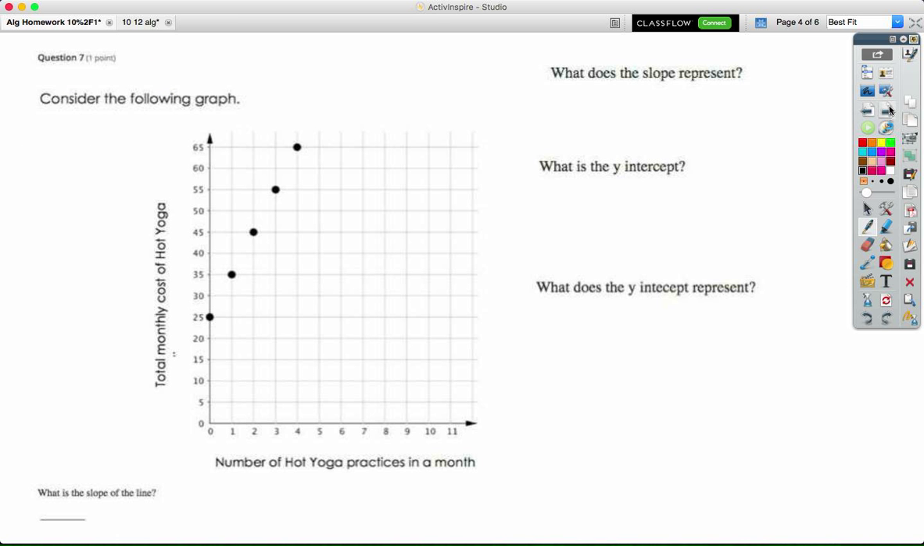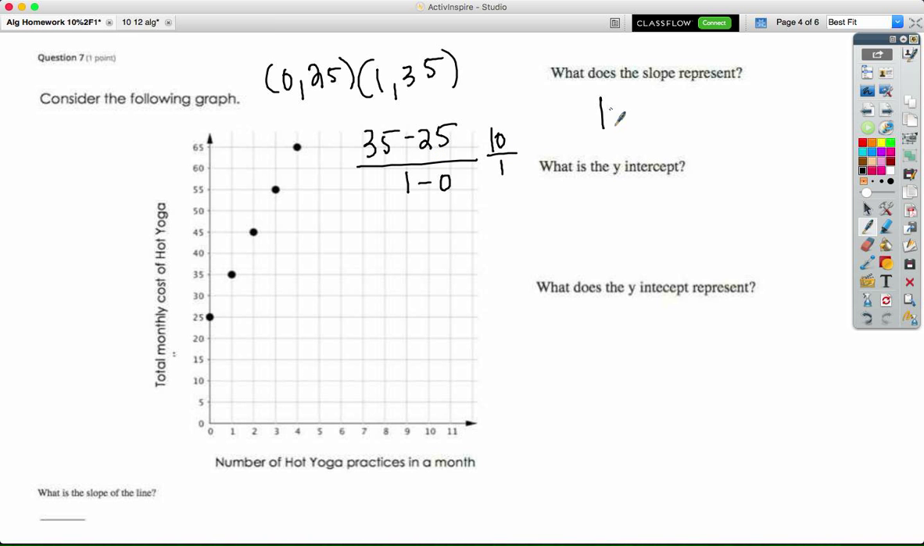The next scenario is a graph about the total monthly cost of hot yoga compared to the number of practices in a month. So if we look for some good points, I see I have the point 0, 25 and 1, 35. So if I have the two ordered pairs 0, 25 and 1, 35, and I do y2 minus y1 over x2 minus x1, that's going to give me a difference of 35 minus 25 over 1 minus 0. And so that's going to come out to just be 10 over 1, which is just 10.